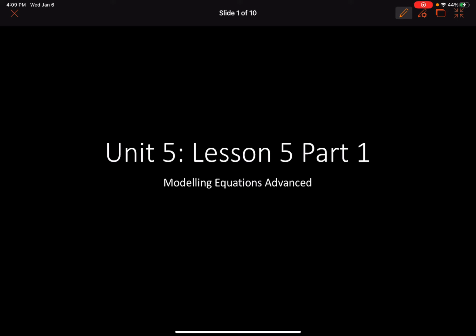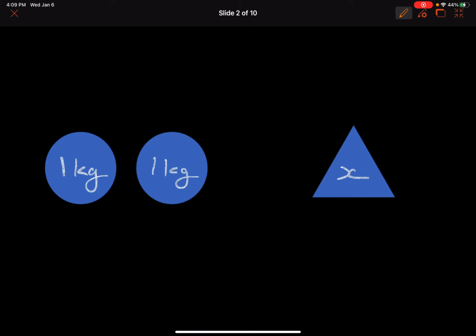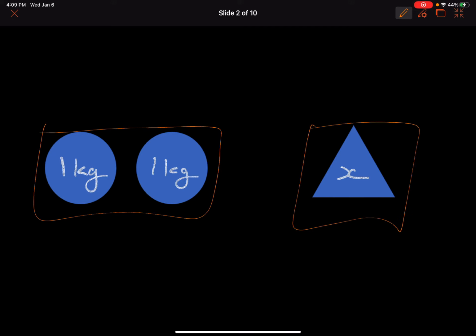Okay, welcome back. We are looking at modeling equations, and this is going to be a two-part video. So if we're looking at this, my two circles here, each one weighs 1 kilogram. So their mass is 1 kilogram each. If I'm looking at my triangle here, I don't know how much it weighs, but I do want to know the total of what they weigh together.